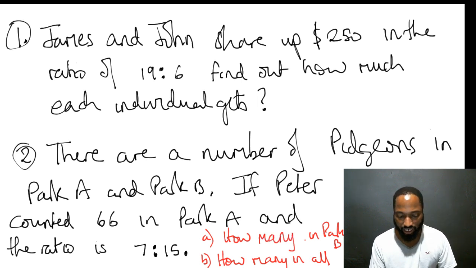So let me just read the question again. There are a number of pigeons in Park A and Park B. If Peter counted 66 pigeons in Park A and the ratio is 7 to 15, how many in Park B?